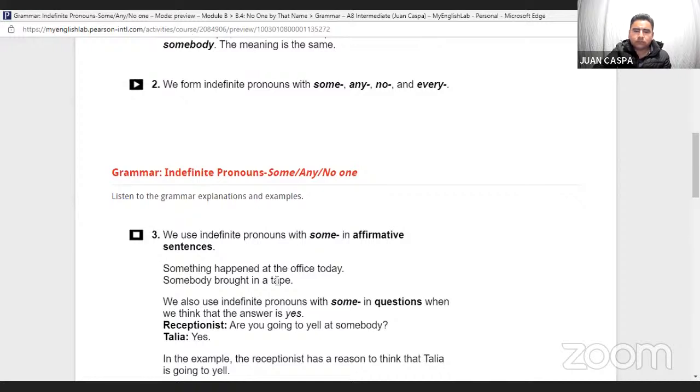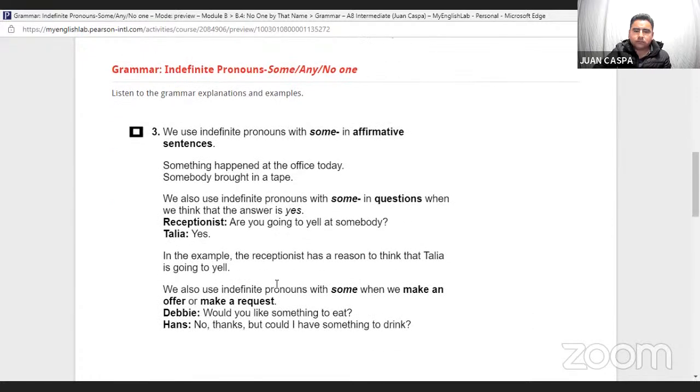We use indefinite pronouns with some in affirmative sentences. Something happened at the office today. Somebody brought in a tape. We also use indefinite pronouns with some in questions when we think that the answer is yes. Are you going to yell at somebody? Yes. In the example, the receptionist has a reason to think that Talia is going to yell.